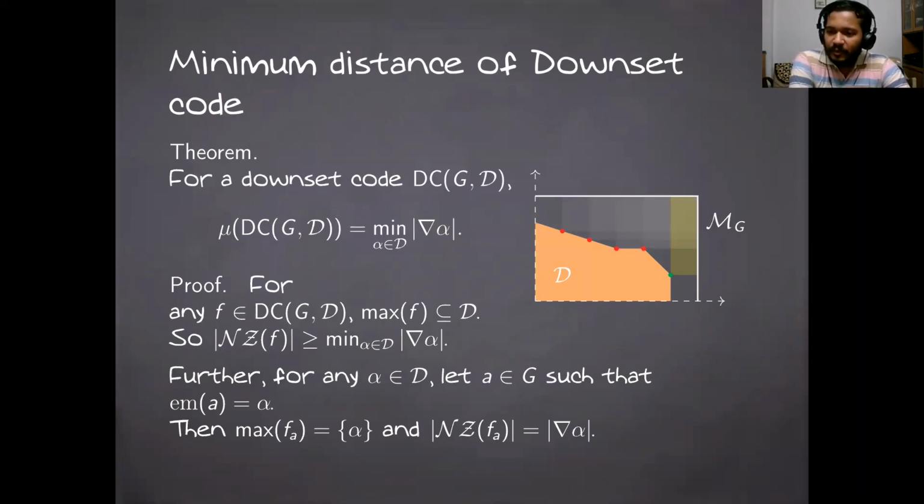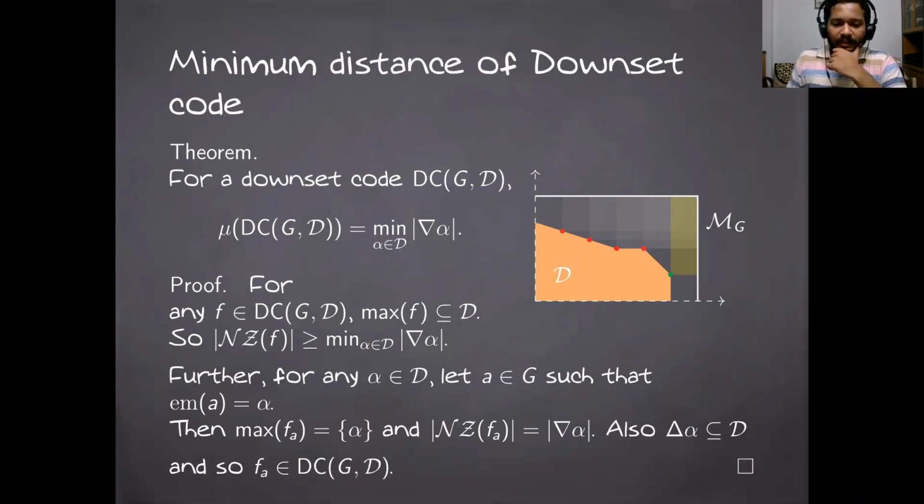So you just take the monomial in the downset and look at the corresponding product of linear factors. That gives you equality. So these both together conclude that the minimum distance is exactly equal to the minimum size of the shade. Okay. So the minimizers here are exactly products of linear factors. That's a good point to note.